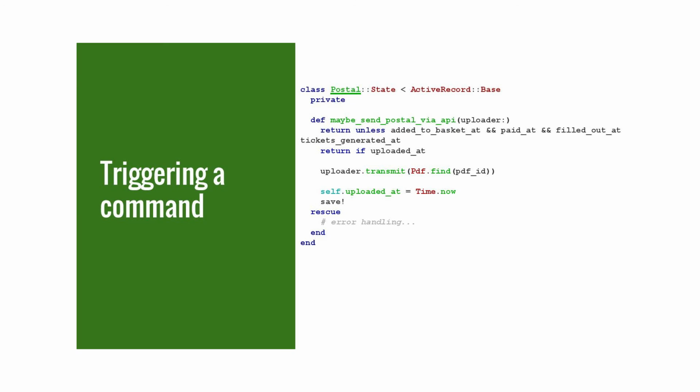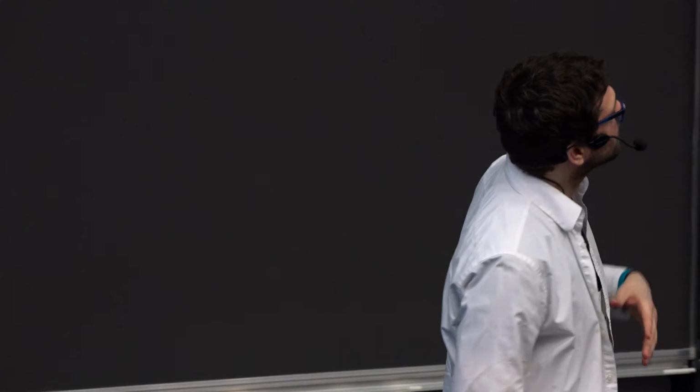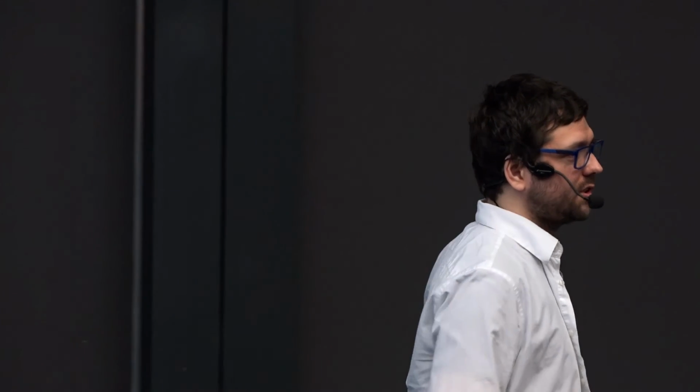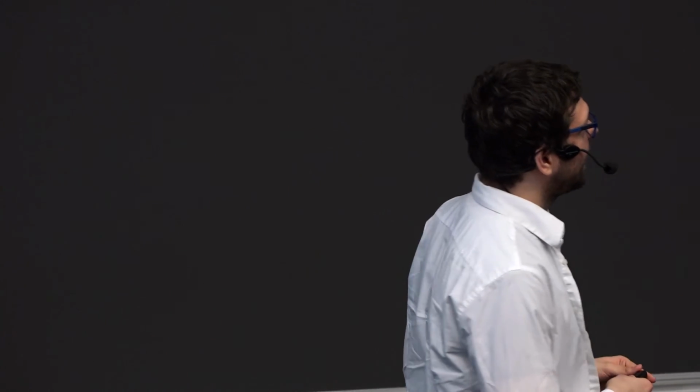So here is the maybe send via API. It checks whether all of the things that are required to happen already happened. It checks, was it added to basket, paid, filled out, and generated, and have we not already triggered this command? And if all those things happened, then we execute the command. In our case, we transmit the PDF via the adapter to the post office so that they can send it to us. Okay, but this is not so cool.